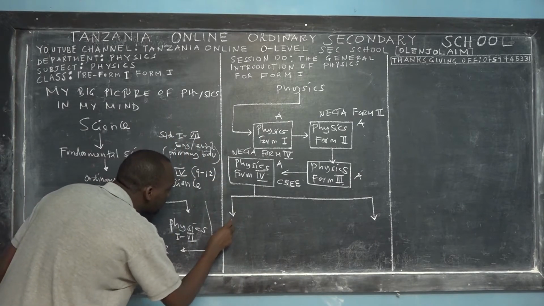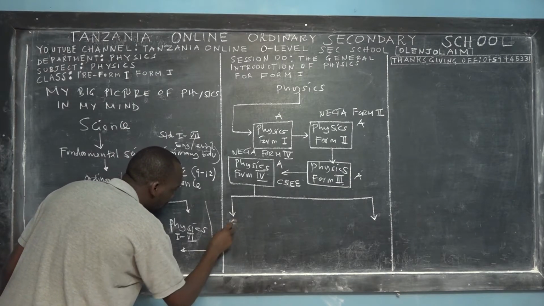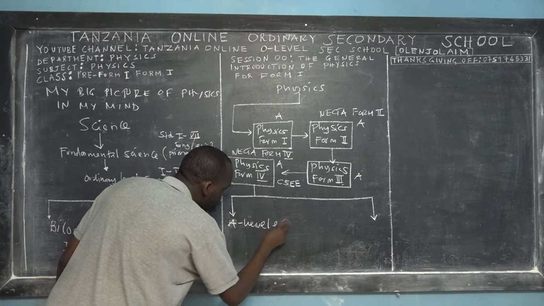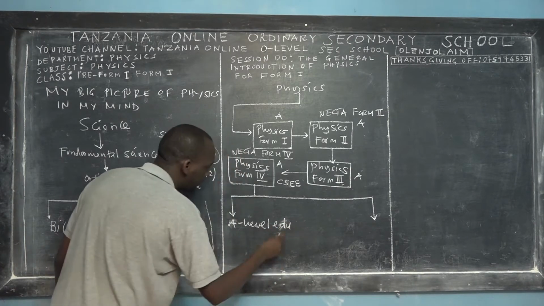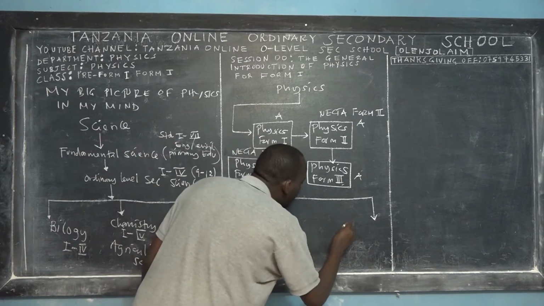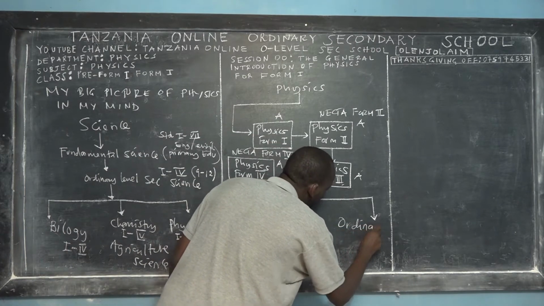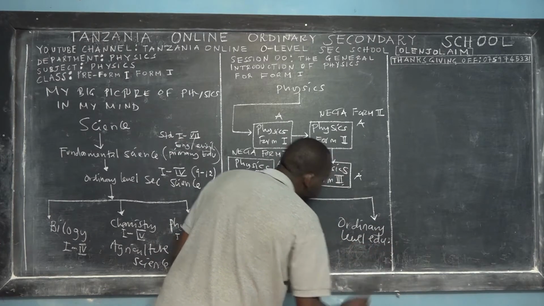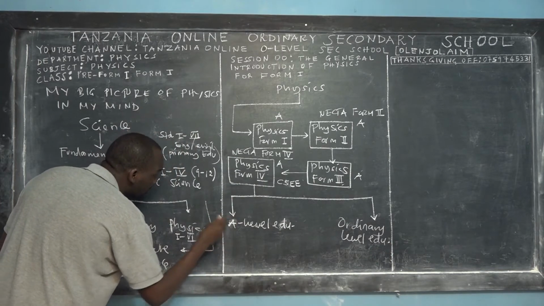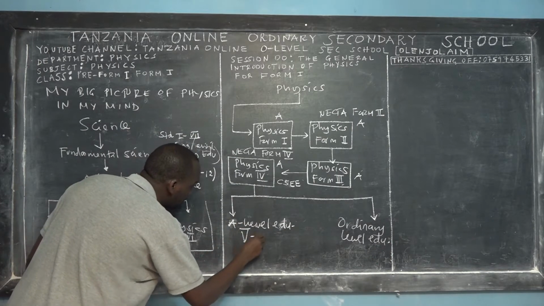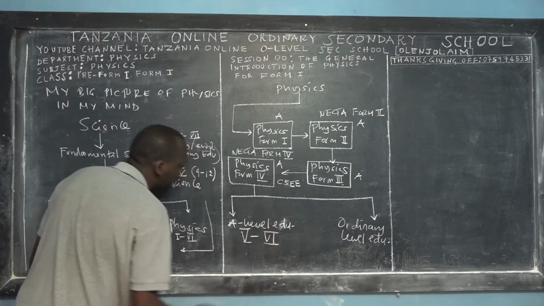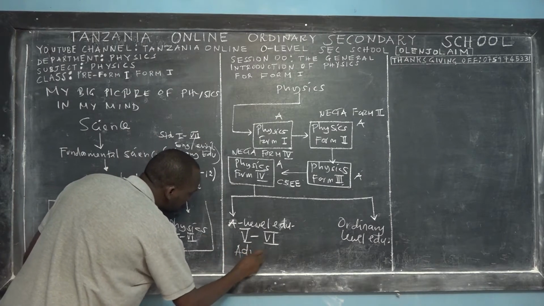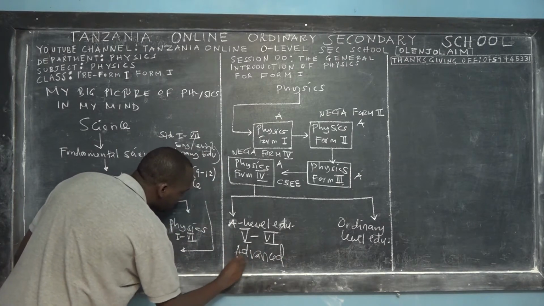Okay, the first route, you can go for the A-level education, right? Or you can go for ordinary level education. A-level education and ordinary level education, right? So this A-level education is 2 years. It means from Form 5 to Form 6. You will find also a subject of physics, and here we call it advanced physics, right?